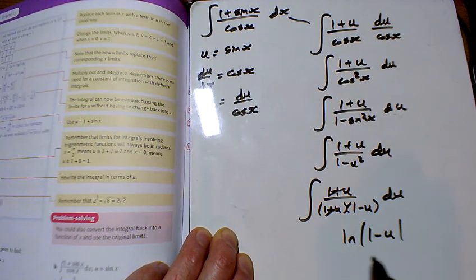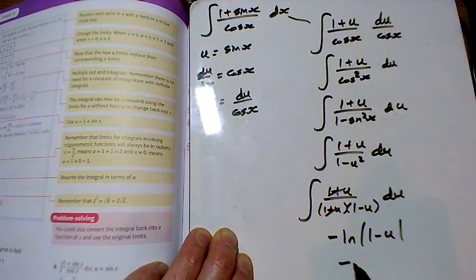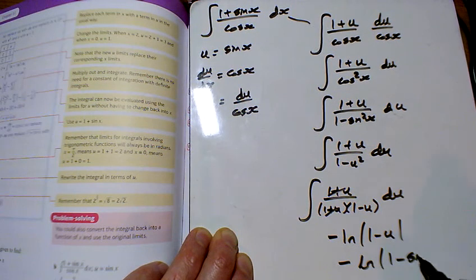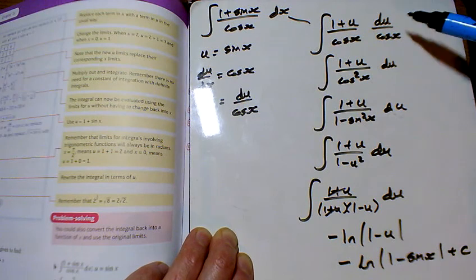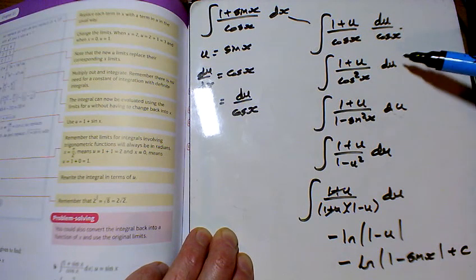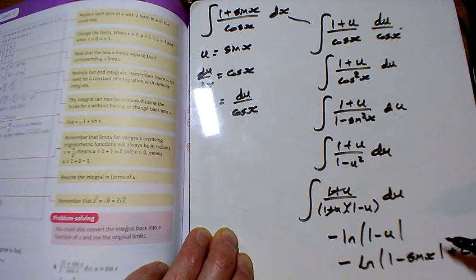to be the ln of 1 minus u. I've also got that minus to deal with there, so I'll put a minus outside it. So the answer is minus the ln of 1 minus sine x plus c. So the substitution bit actually was over here, and then there was a lot of work to go and do after that, even though you'd done the substitution.